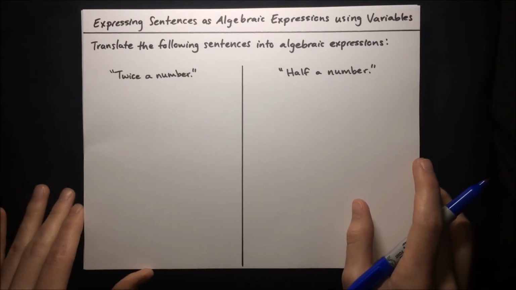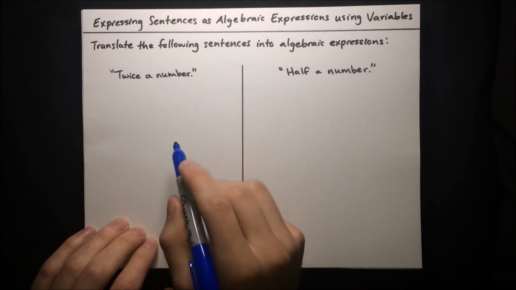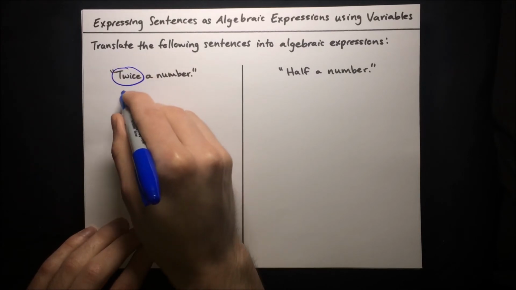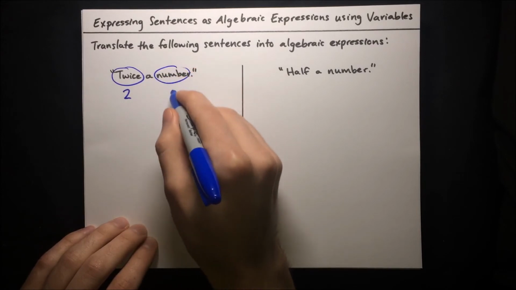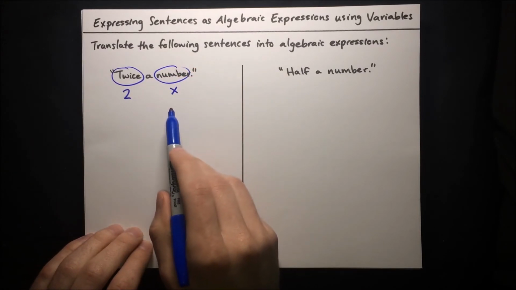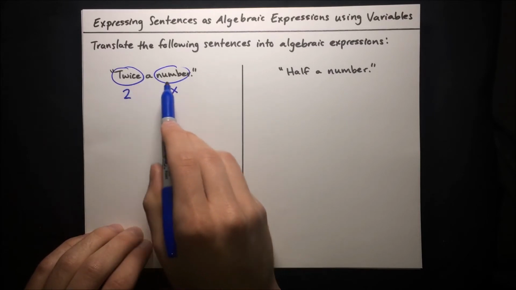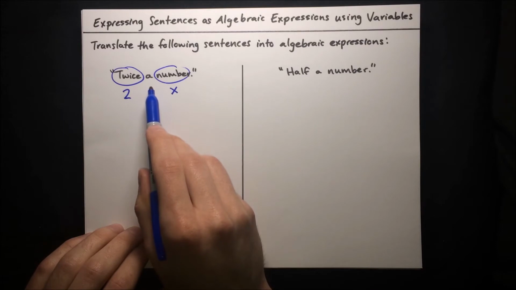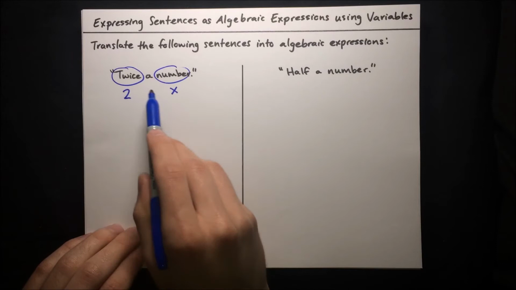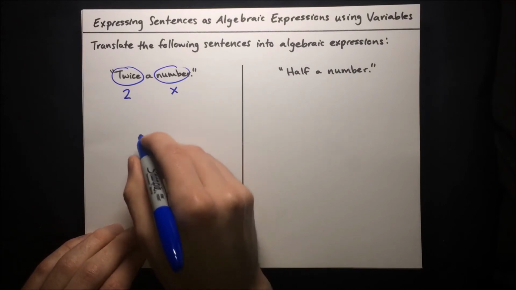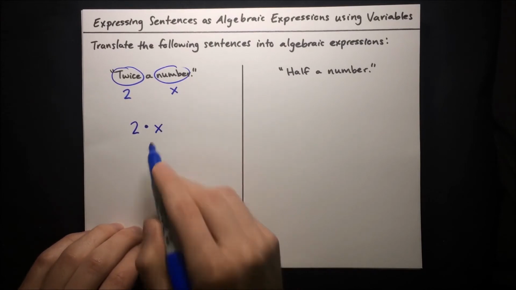Here are two more sentences, twice a number and half a number. Let's start out with twice a number. So twice, that refers to 2, and then a number, we'll just assign a variable here. Why don't we call it x? Okay, so what's our operation here? Well, our operation isn't explicitly said in the sentence, but when it's not explicitly said, then we can assume it's multiplication. So twice a number, 2 of a number, that just means 2 times the number. So we're going to write 2 times the number x for our variable.